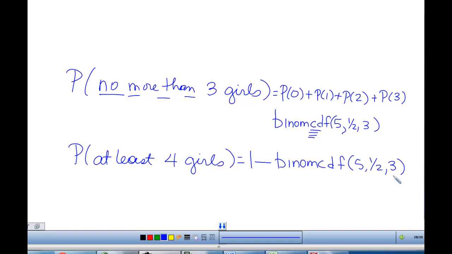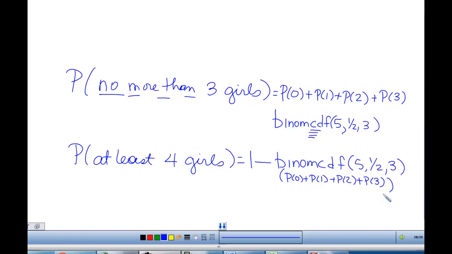Because binomial CDF goes from 0 to the X that we specify. So again, this is the probability of 0 plus the probability of 1 plus the probability of 2 plus the probability of 3. And this is what I don't want. That's what's not included in at least 4. And so we say 1 minus all of that. Okay, what you have to remember about that cumulative function is that it goes from 0 to the x that we specify. Okay? All right.